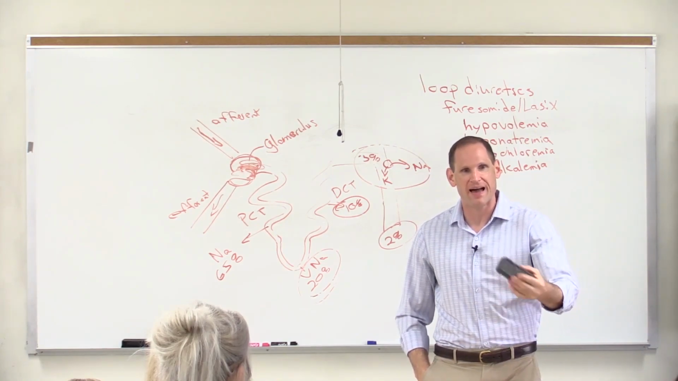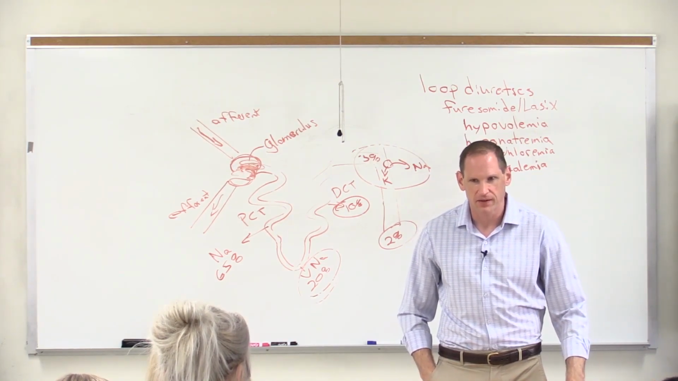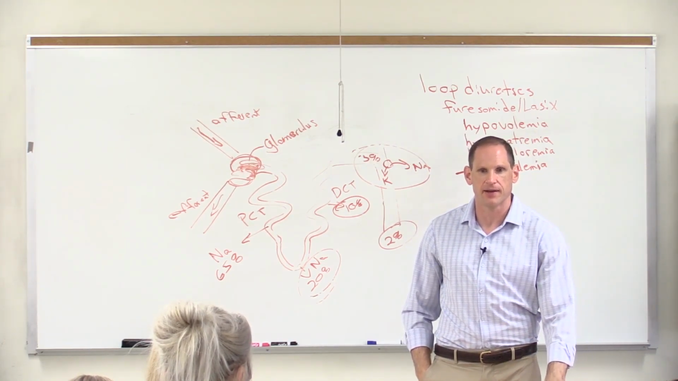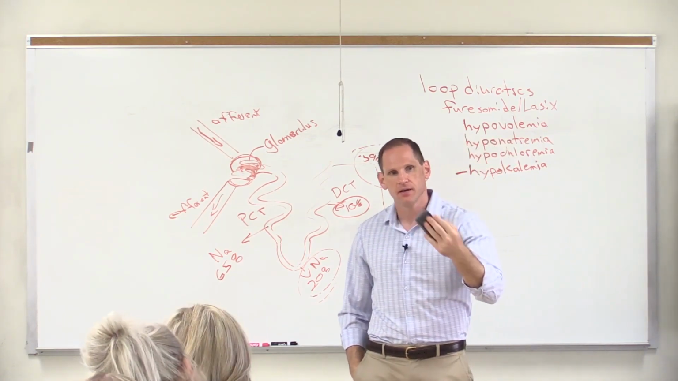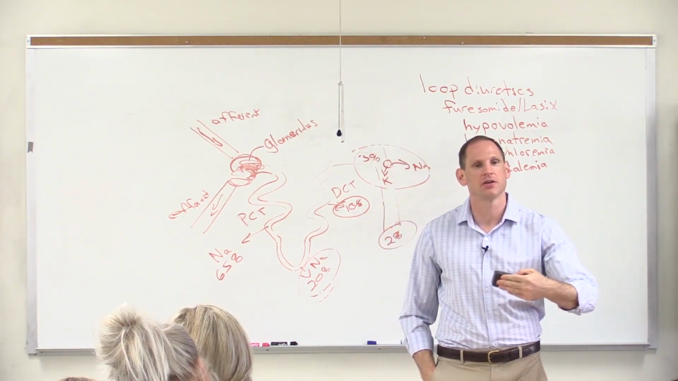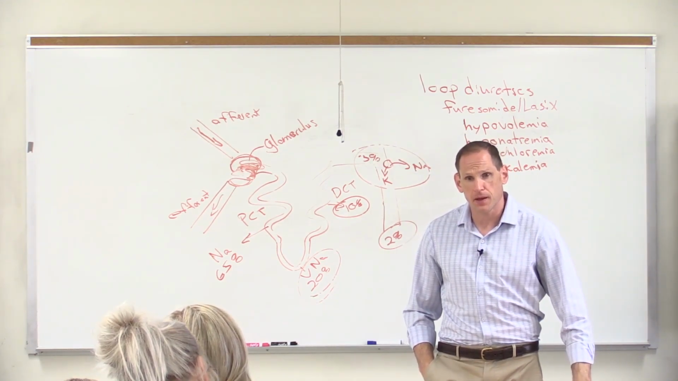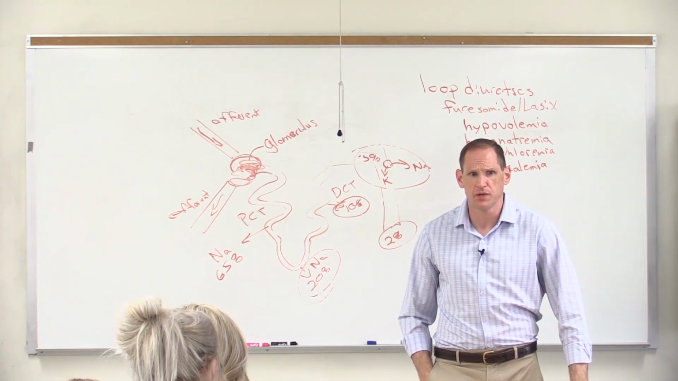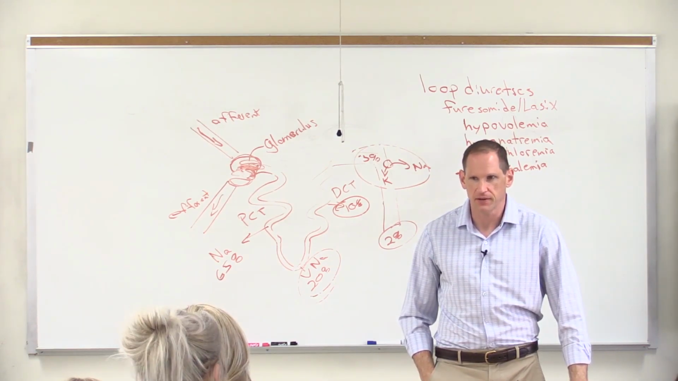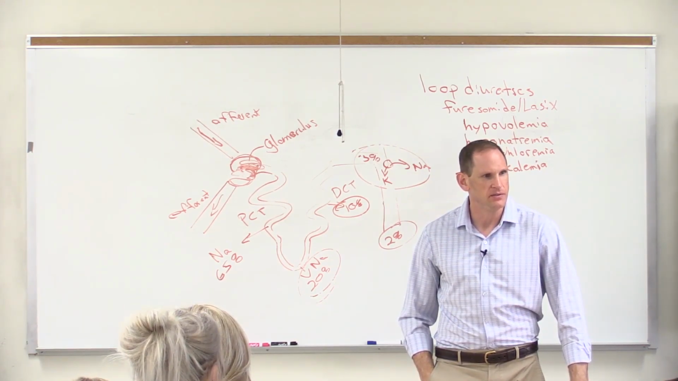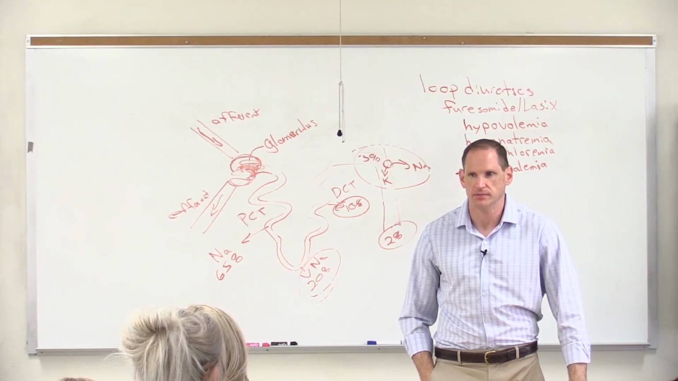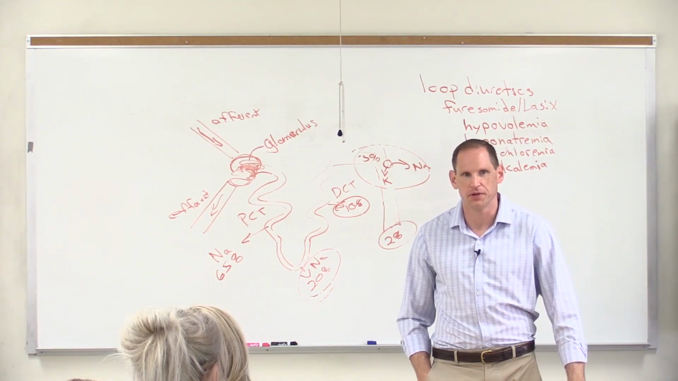Monitor. So you want to know their potassium level. So patients who are receiving diuretics, you should monitor their electrolyte panel, and in particular their potassium. So let's say the potassium is normal. What do we need to do about that? Nothing. What if it's low? Give potassium. That was pretty easy.